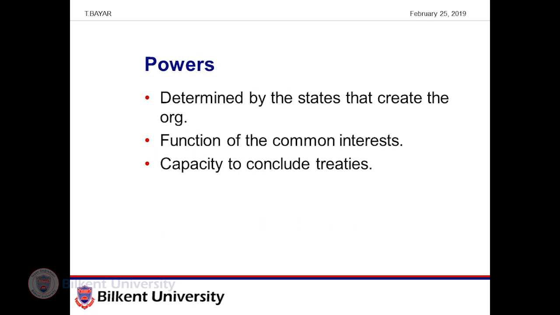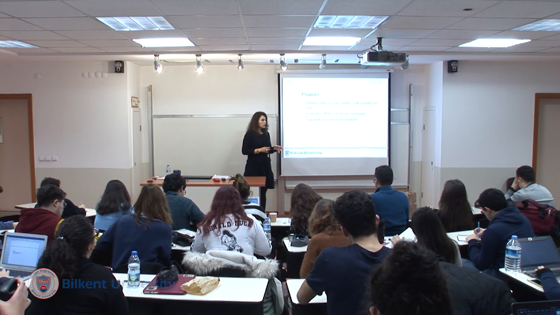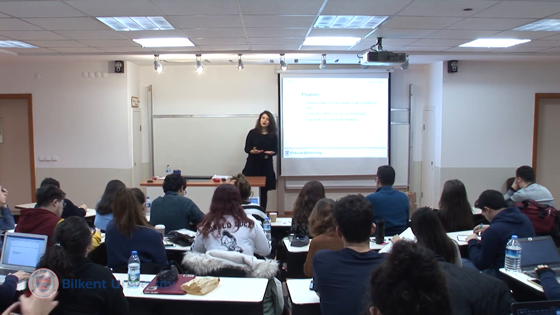Let's move to powers. The powers of the organization can again be derived through the founding treaty, because all organizations have different powers. But in the most general sense, what we know is that all intergovernmental organizations can conclude treaties with each other or with other states. So concluding treaties is one of the most important powers of intergovernmental organizations. The powers of the organization are determined by the founding members in the founding treaty.